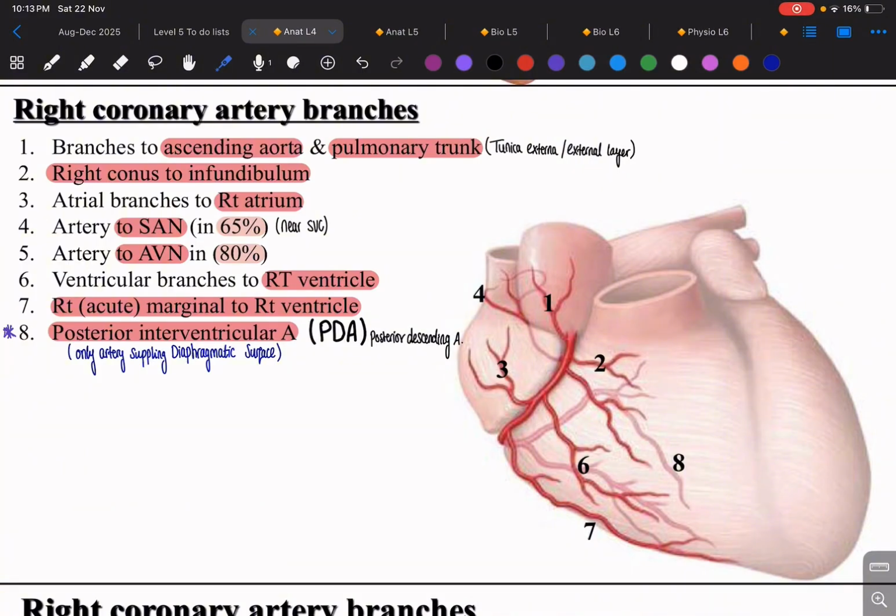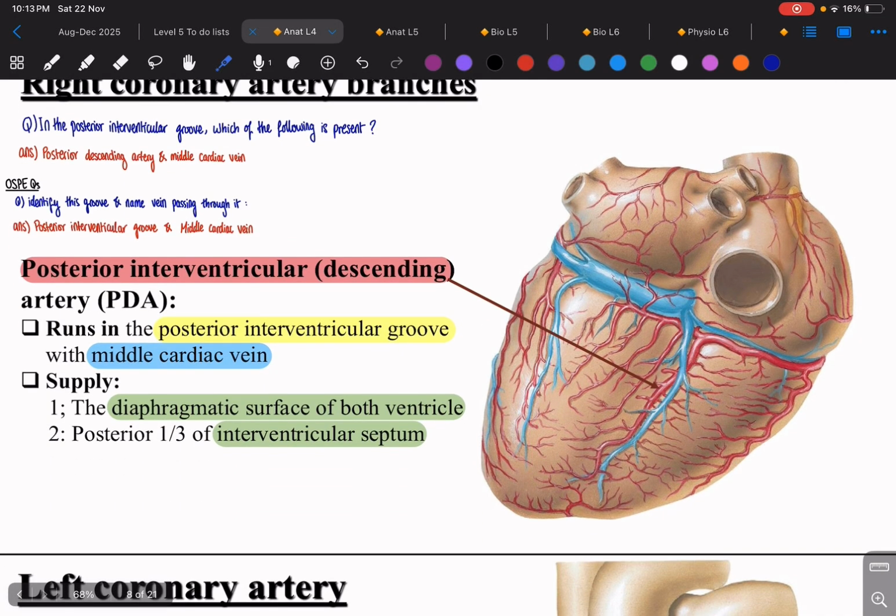What does PDA stand for? Posterior descending artery. So it's either known as the posterior interventricular artery or the posterior descending artery. Where is it here? It's on the posterior side, so we can't really see it here. We're going to see it here. Okay, so this is the PDA.